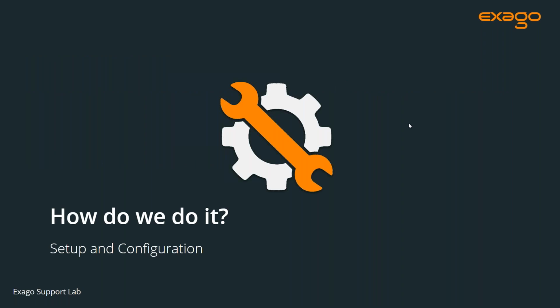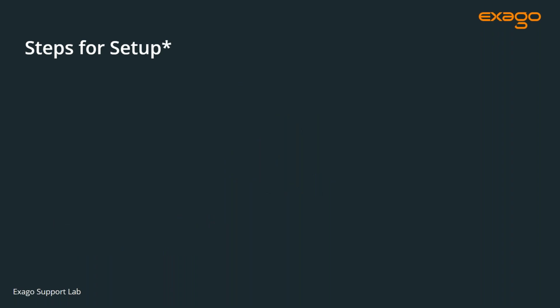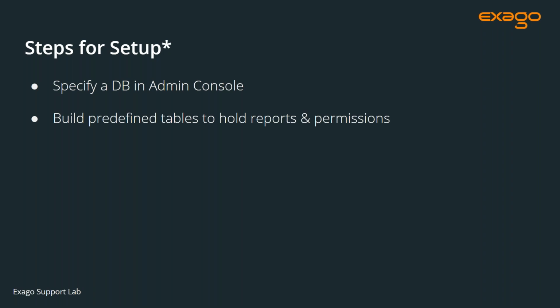Okay, so finally, how do we do it? What does the setup and configuration look like here? For the setup, we're going to break it into just a couple of parts. We're going to go into the admin console, and you have to specify where the database is. Exago needs to know what database to use.